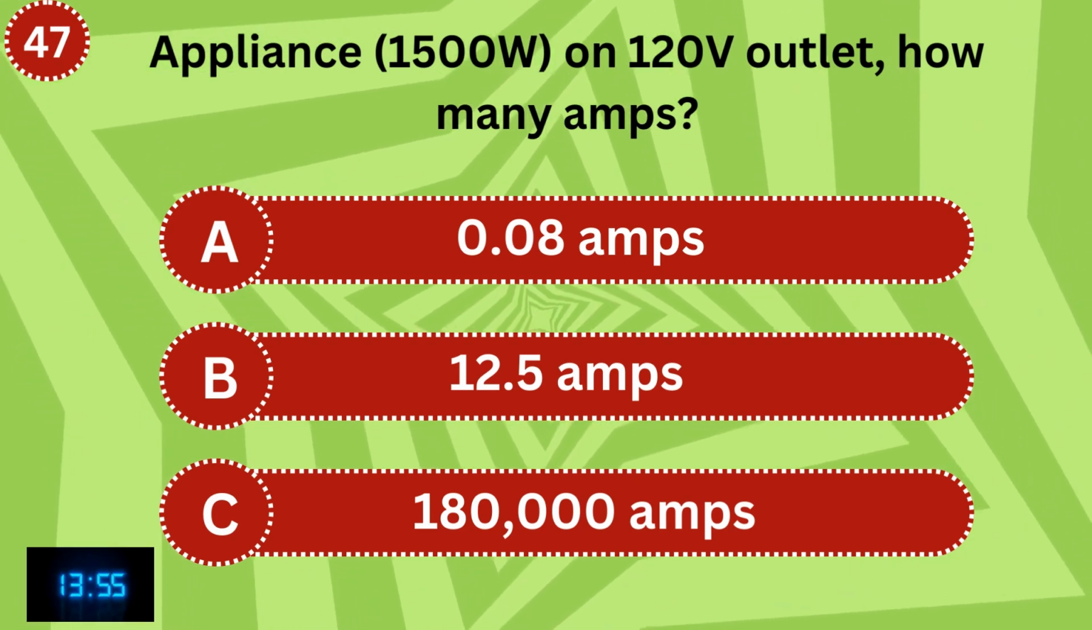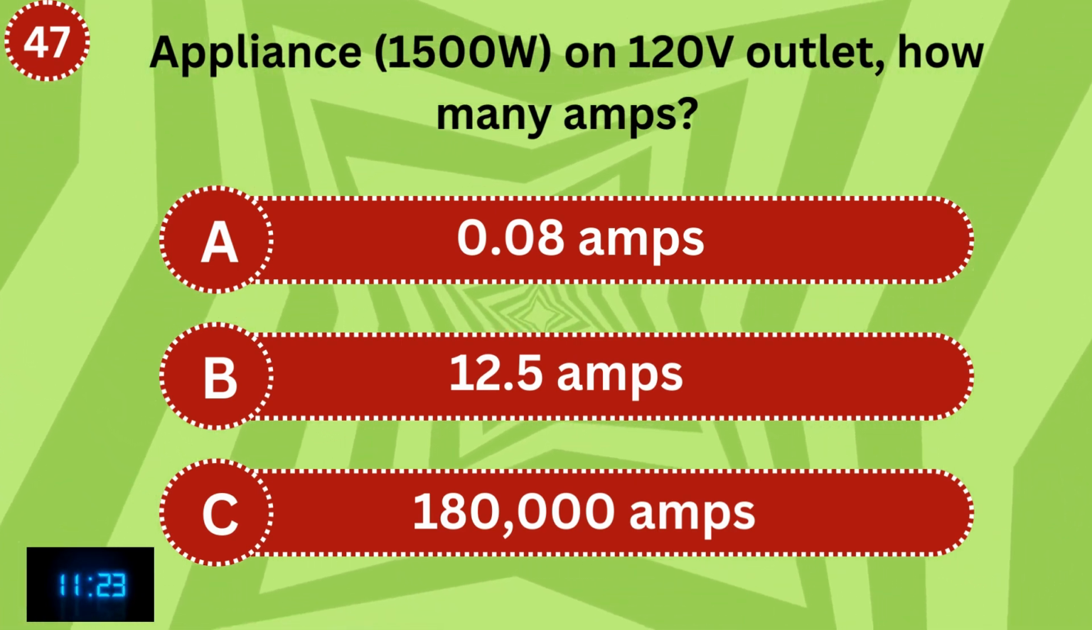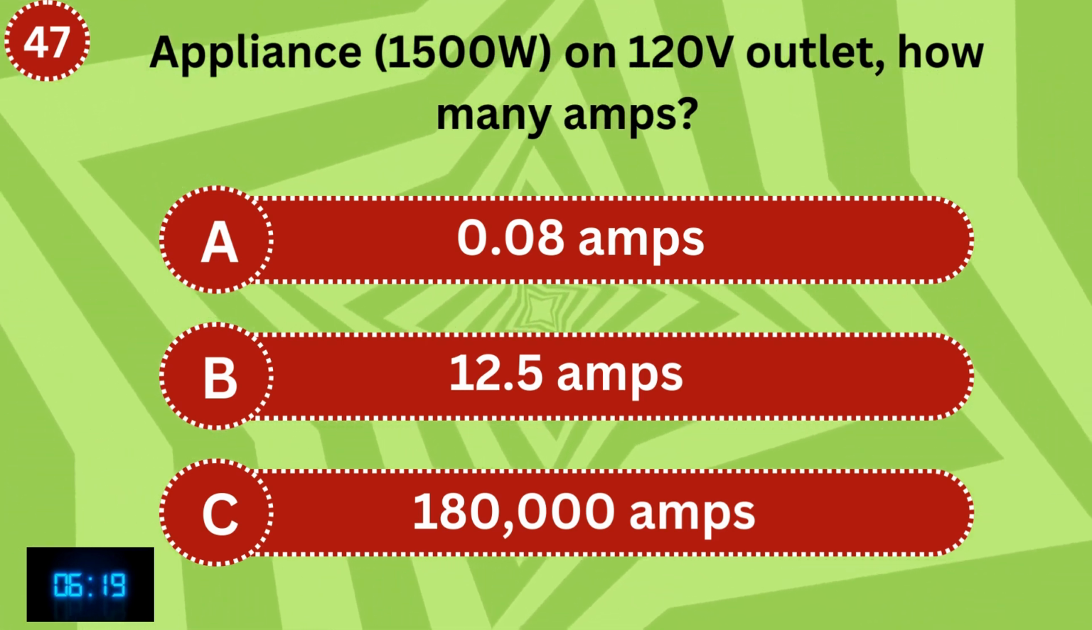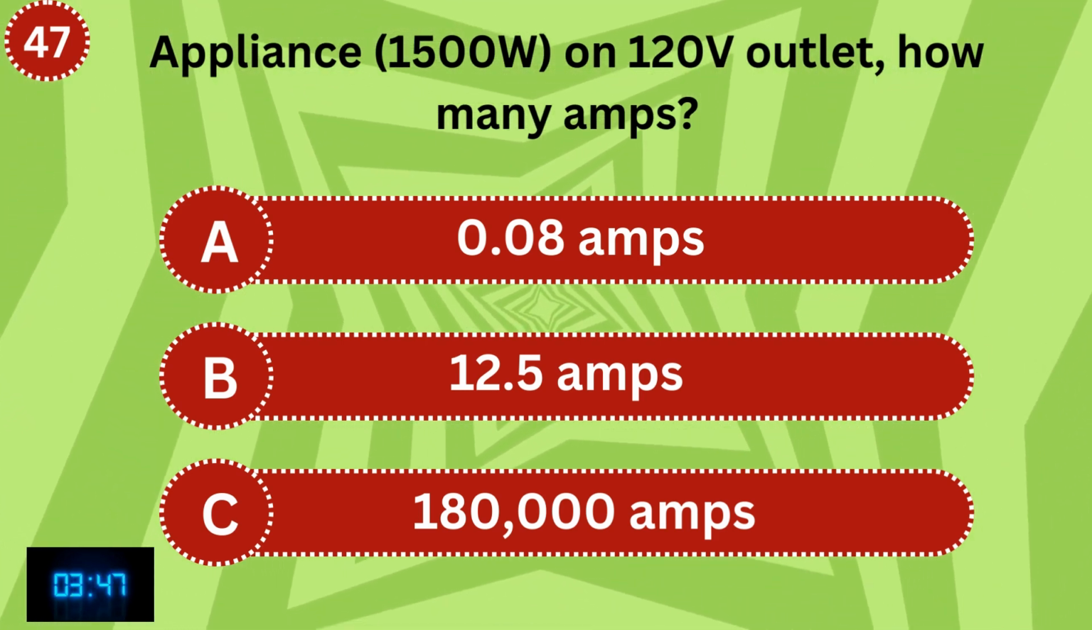Appliance, 1500 W on a 120V outlet. How many amps? 0.08 amps, 12.5 amps, 180,000 amps.